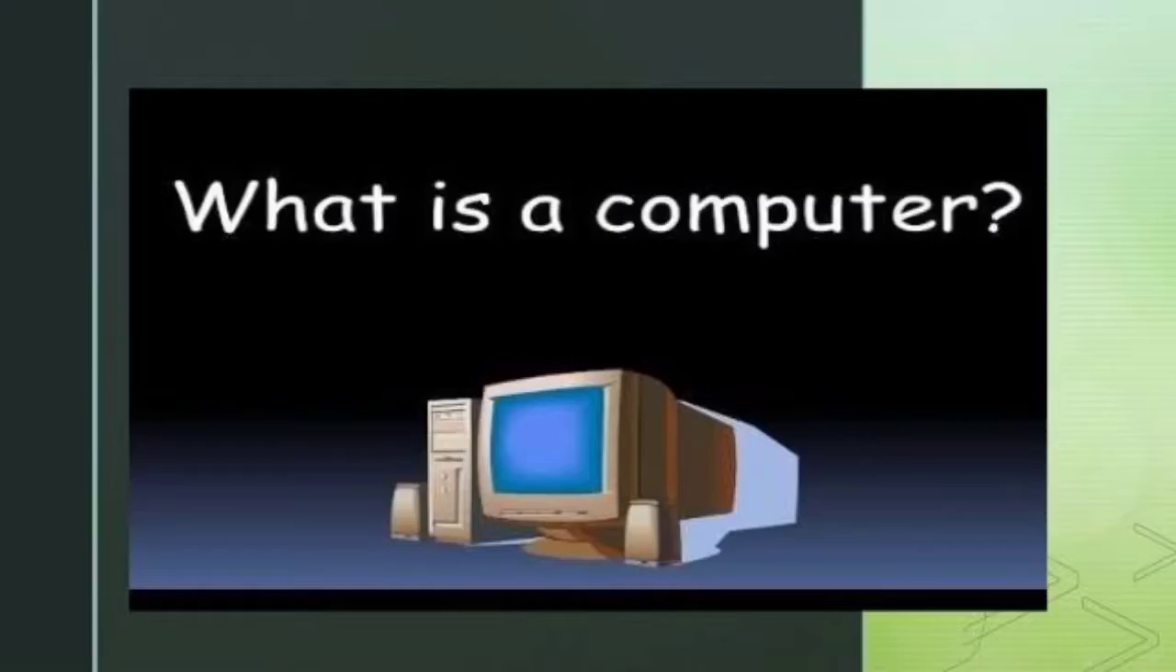Today I am going to teach an important topic in computer. So today we are going to learn the basic computer concept. So let's understand what computers are.